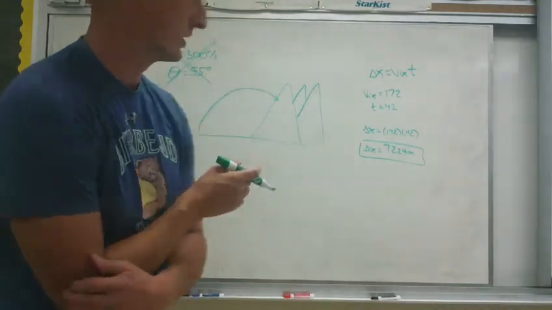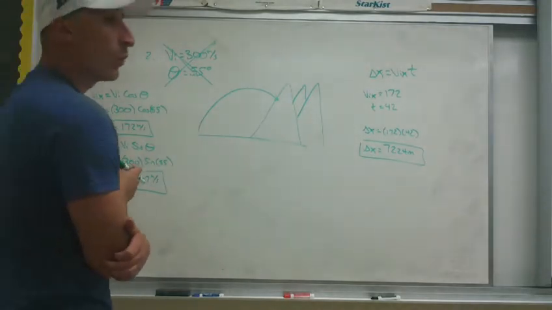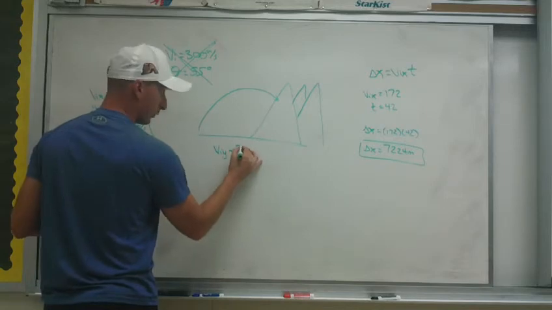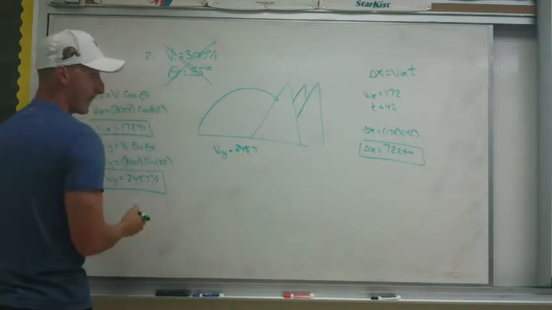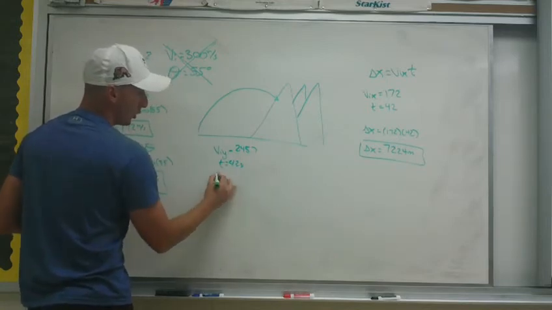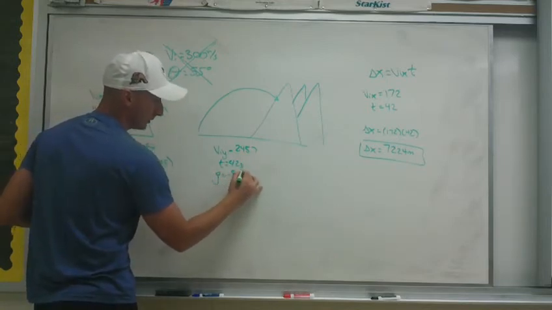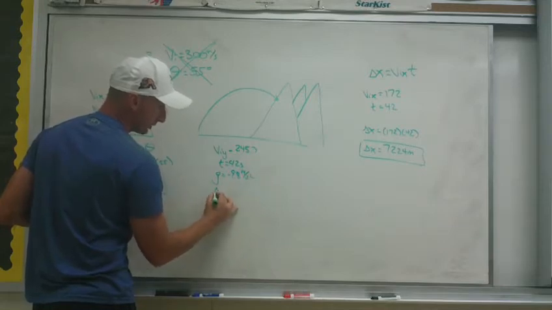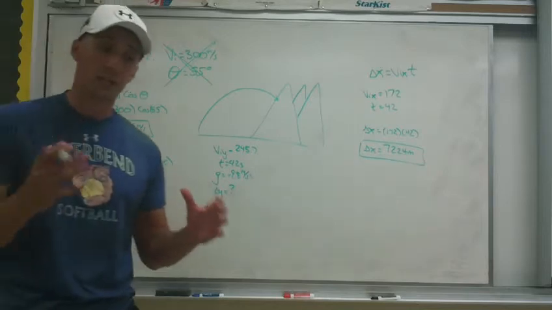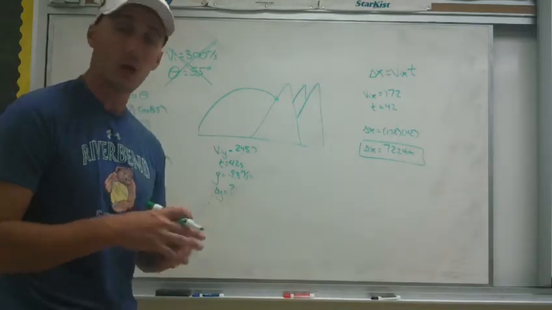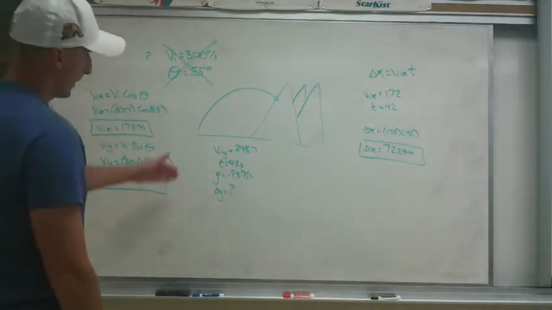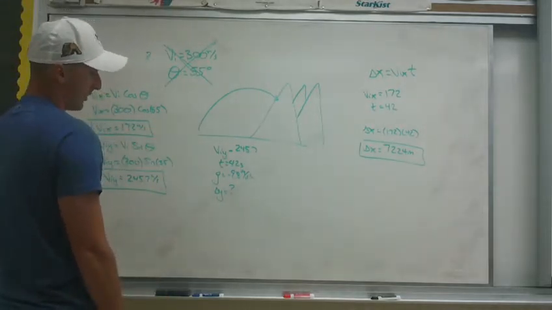That one, X direction, is always way easier. So now I'm going to list all my Y variables. Well, I know it starts at this, so VIY is 245.7. I know that it's in the air. Time is equal to 42 seconds. I know gravity is in the Y direction. I want to know delta Y. So once you get to this point, you use your normal kinematic equations. That's why it's very similar to one-dimensional motion.